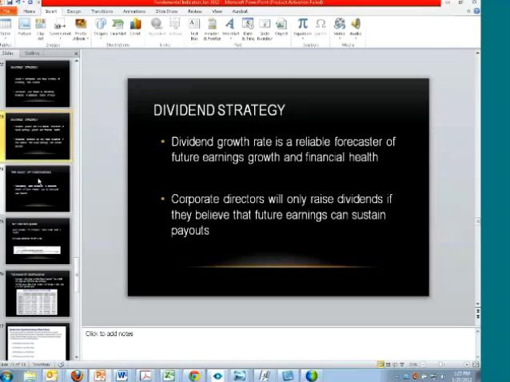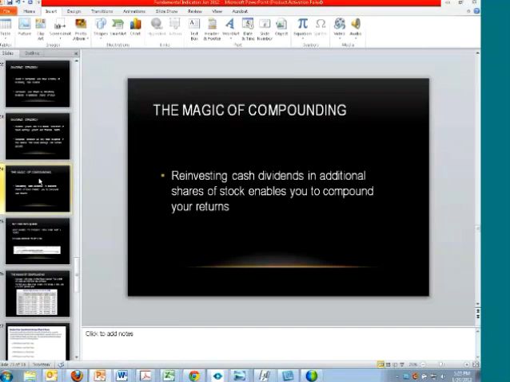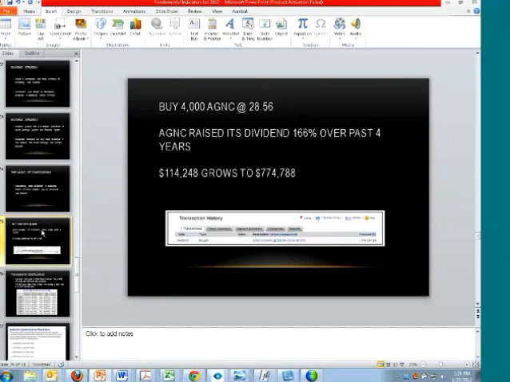And then the second part of our dividend strategy, of course, is to reinvest the dividends in additional shares of stock, and this enables us to compound our returns. And here's an example of a dividend stock that I purchased last year, 4,000 shares of American Capital, and American Capital has raised its dividend 166% over the past 4 years.